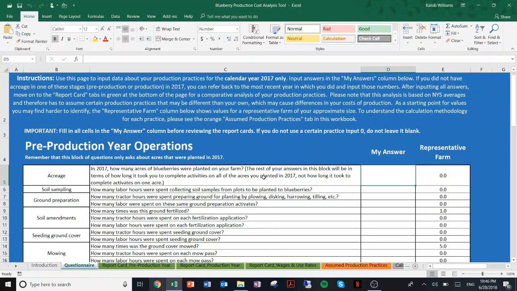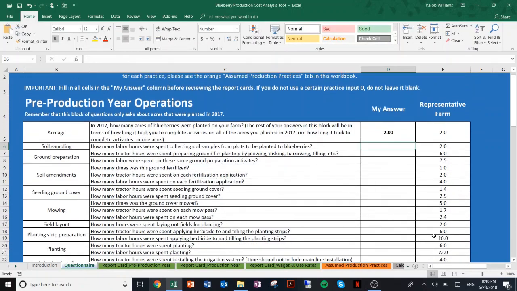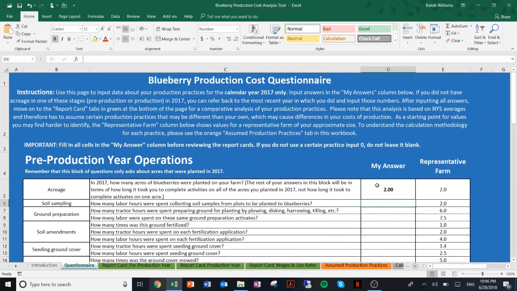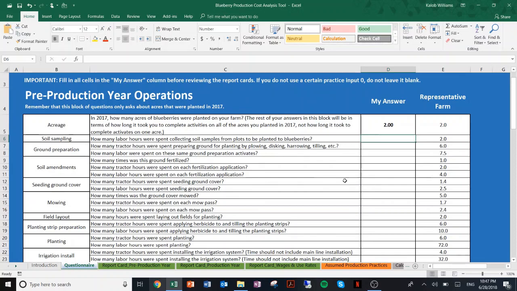It says the rest of your answers in this block will be in terms of how long it took you to complete activities on all of the acres you planted in 2017, not how long it took to complete activities on 1 acre. So the first part of that says how many acres of blueberries were planted on your farm. So if in 2017 you planted 2 acres of blueberries, meaning that you actually put the plants in the ground that year, you would enter 2 here. And then you notice that this representative farm column has a lot more useful information, but not until you answer that question. And then you can continue on.